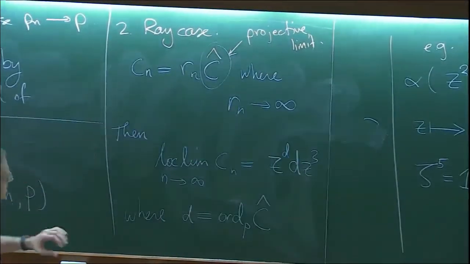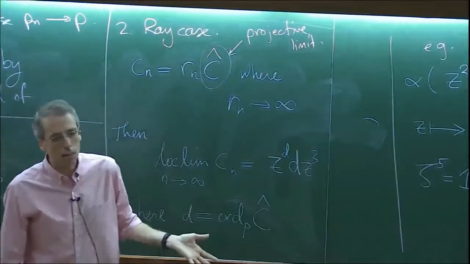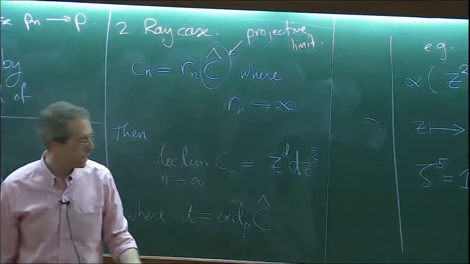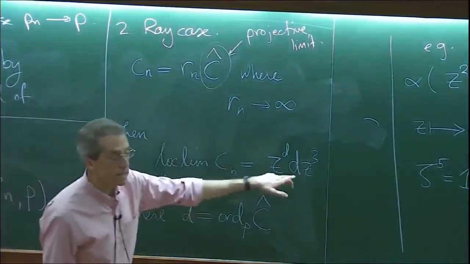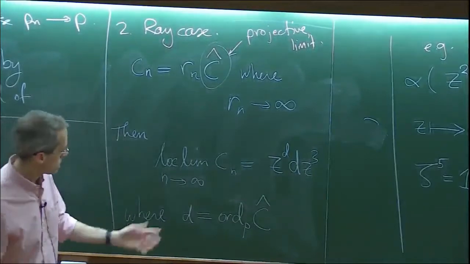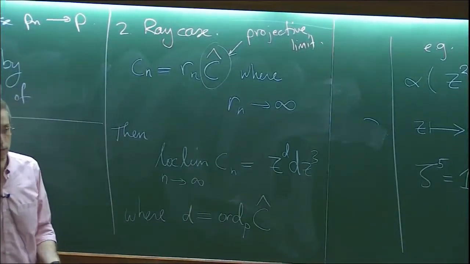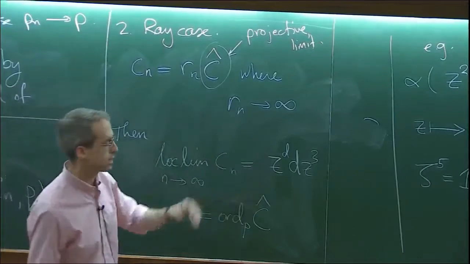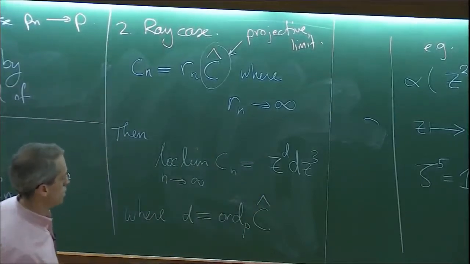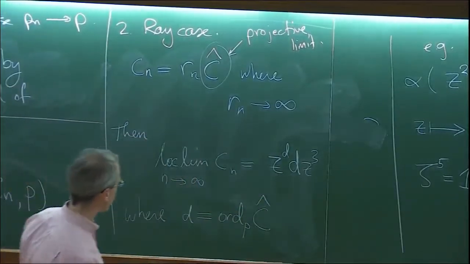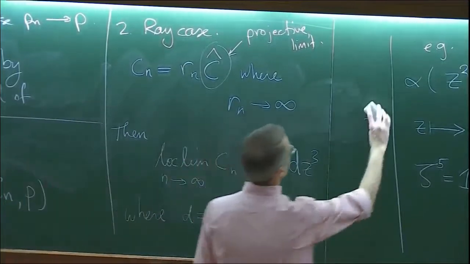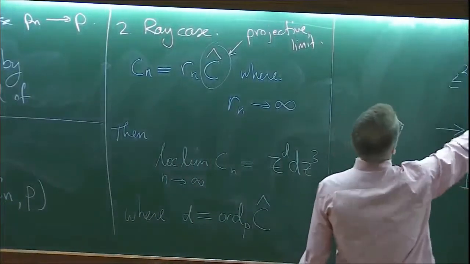And in this ray case, the local limit is just going to describe what that projective limit looks like near P. It's going to be z to the d dz cubed, the canonical local form for a holomorphic tensor. So it always looks like z to some power times dz to the appropriate degree. Okay, so that's what you get in the ray case. What do you get in general?